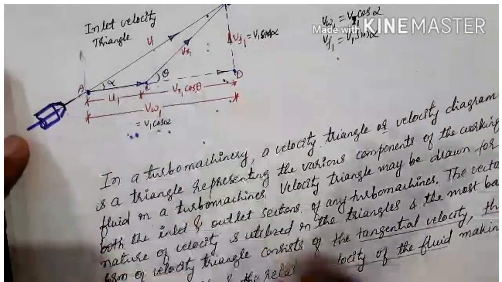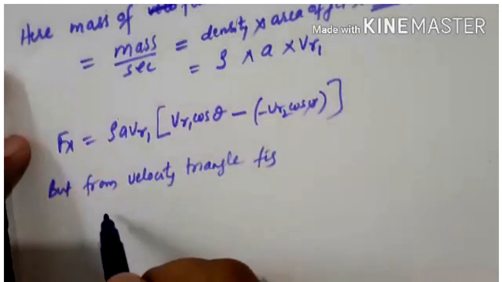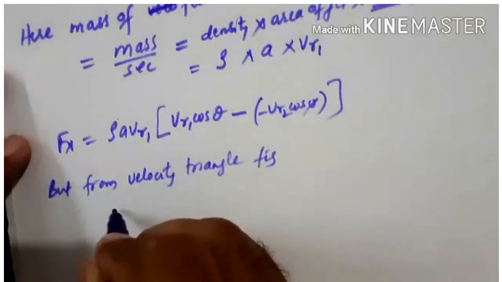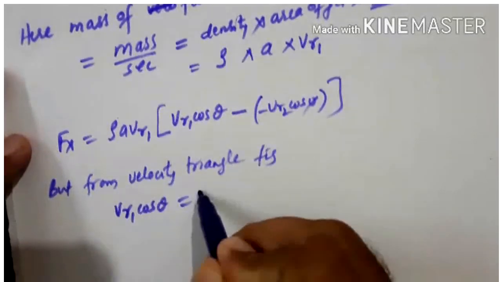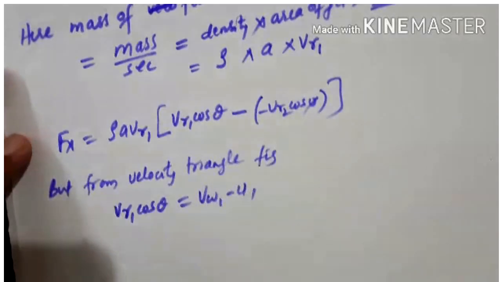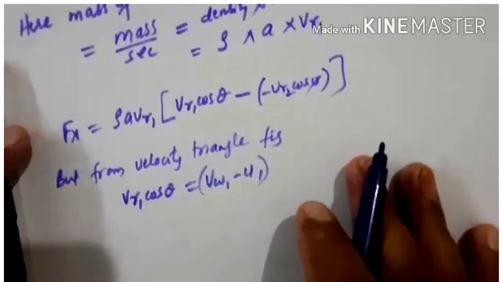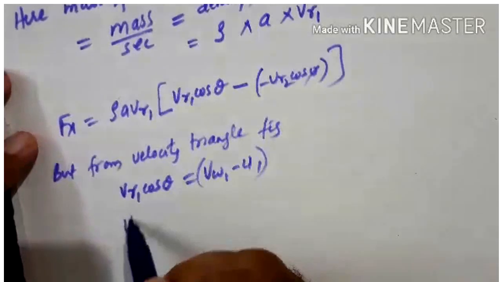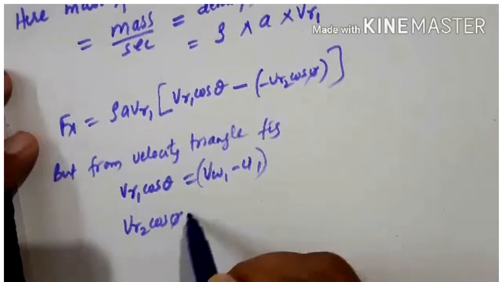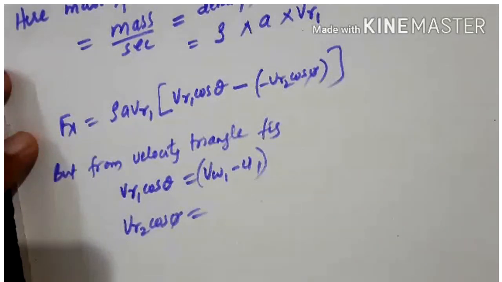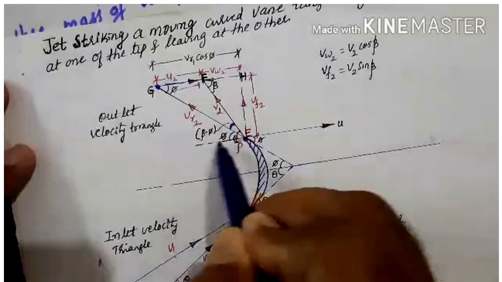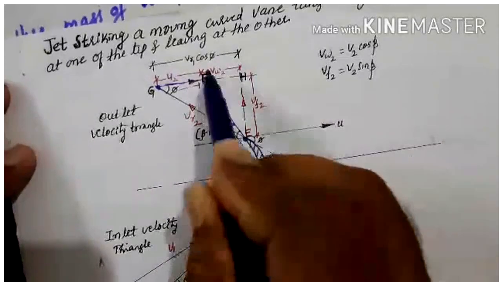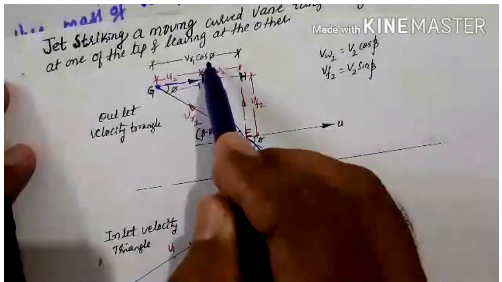VW1 minus U1. So VR1 cos theta will be VW1 minus U1 from the inlet velocity triangle, and what is VR2 cos pi? You just look at the outlet velocity triangle here. So once we have taken this one, VR2 cos pi it is.